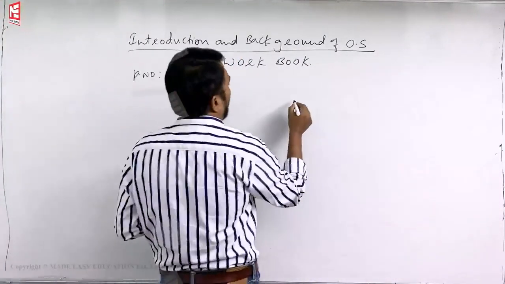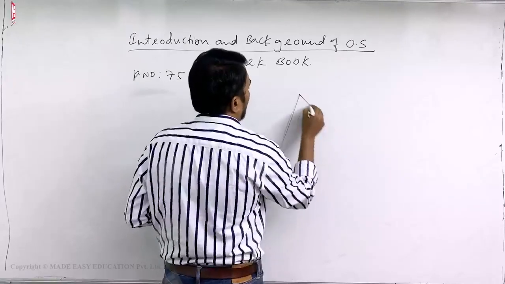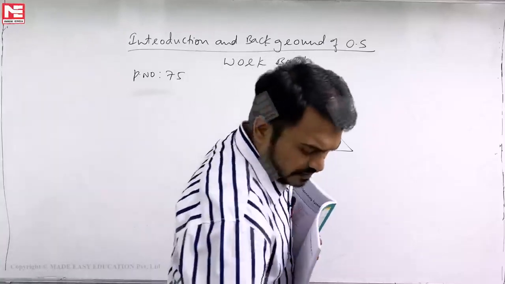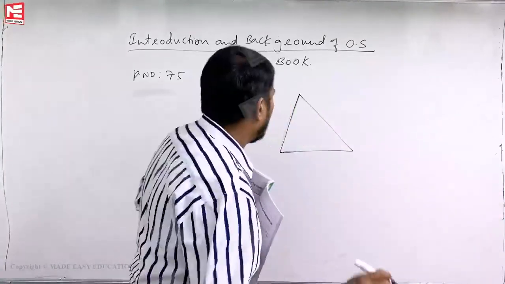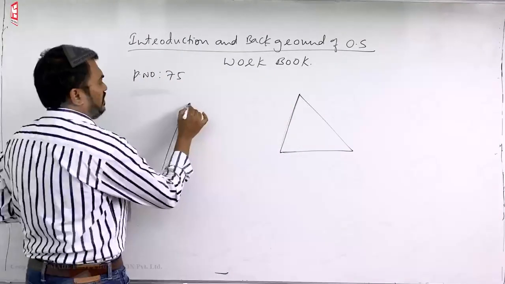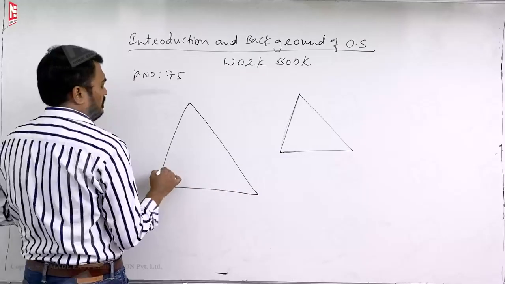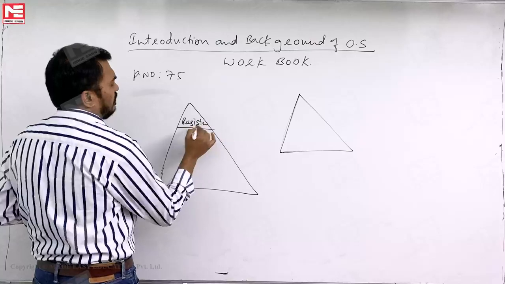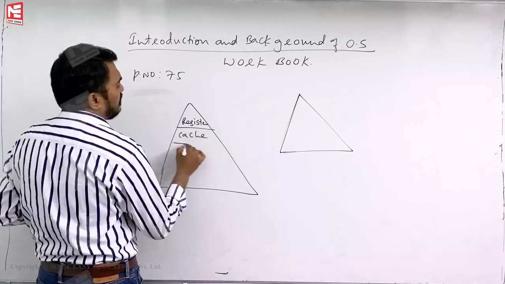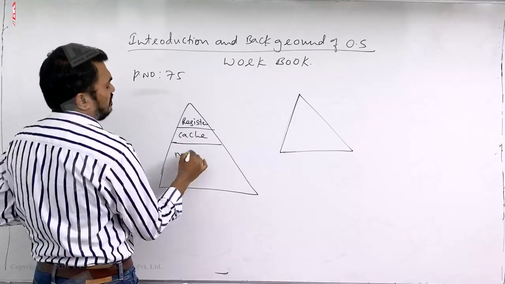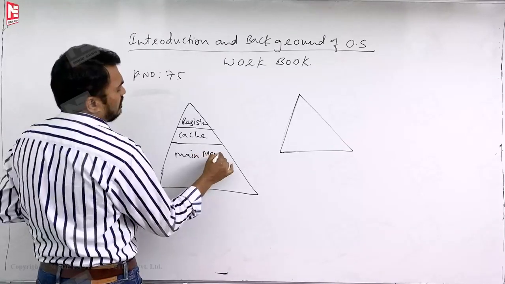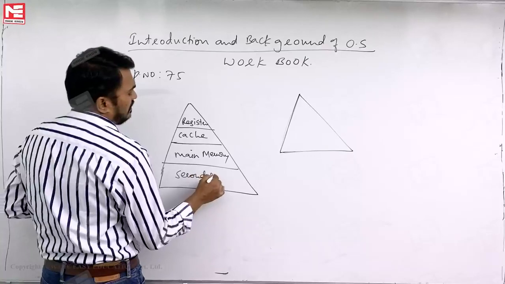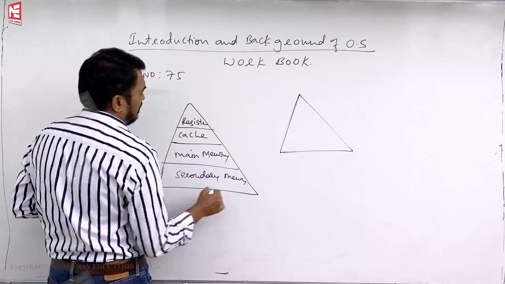If you observe the memory hierarchy, you will have something like this. So you will have the first register memory. Register memory. Next cache memory. Next main memory. And next secondary memory. This is the memory hierarchy, right?